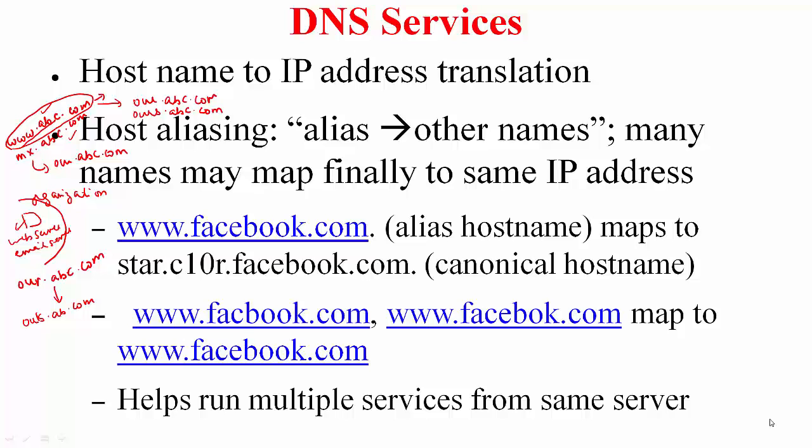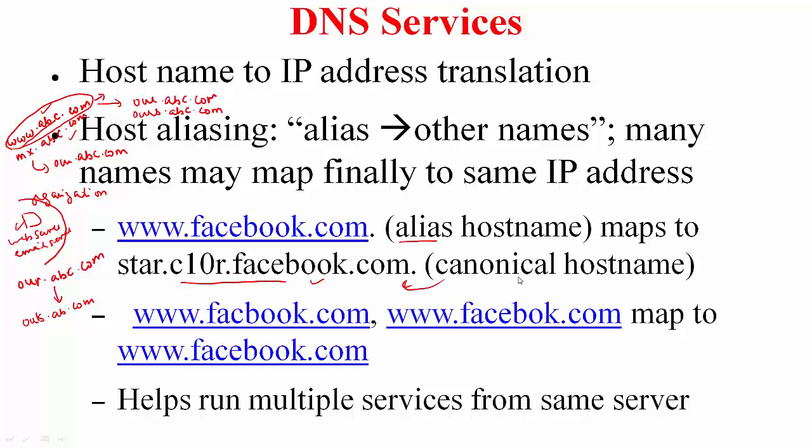So here is an example with Facebook. www.facebook.com internally maps to this particular host name. In other words, the web server of Facebook is hosted on this particular machine. The one you advertise to the outside world is called the alias host name. This maps to star.c10r.facebook.com. This is called the canonical host name.